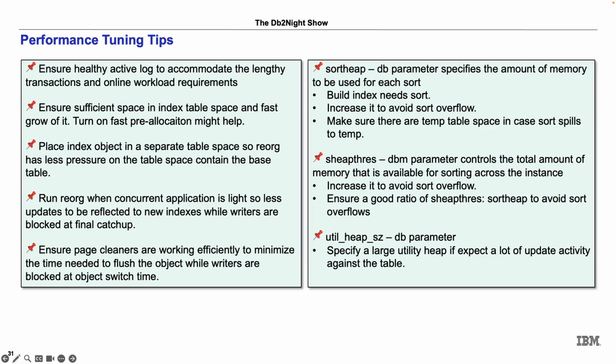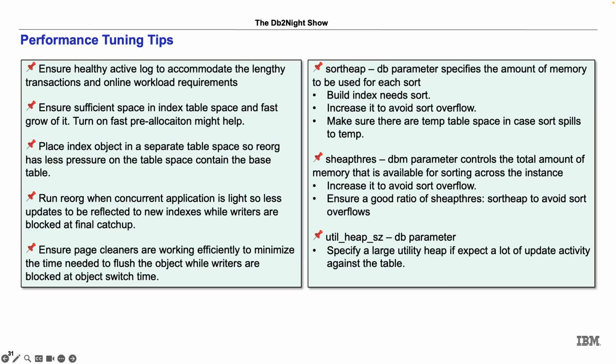Like mentioned before, in the switching of a shadow, we do flush. In pureScale, flush from local buffer pool or GBP to disk. So make sure the page cleaners are doing their job efficiently so that dirty pages don't delay final cleanup when writers are briefly blocked. On the right side, there is some memory tuning.